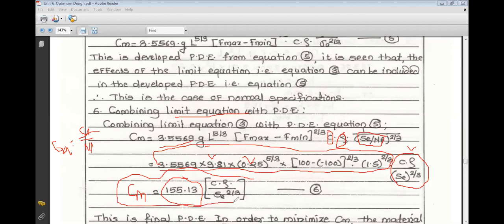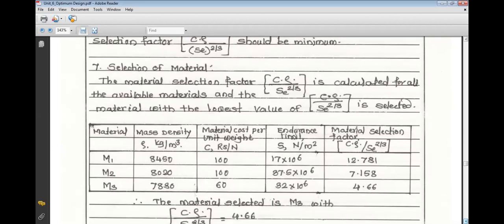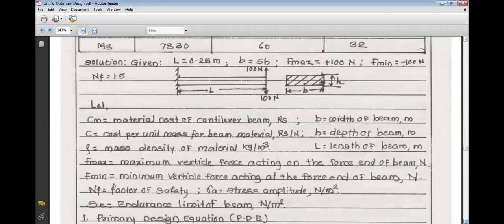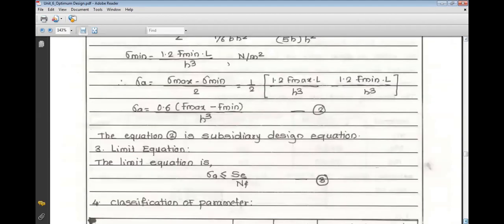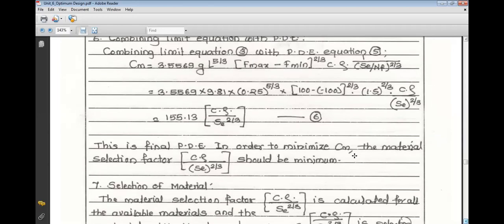So this minimizing cost only depends on your material factor, that is C, rho, and Sc, the endurance strength. So our next step is to select the material. Selection of material is our next step. Again, if we have to minimize the cost, the value of cost, that is Cm, cost of material, should be minimum.